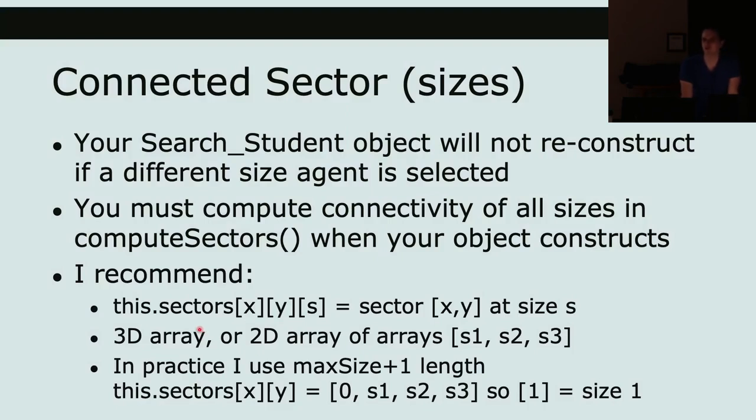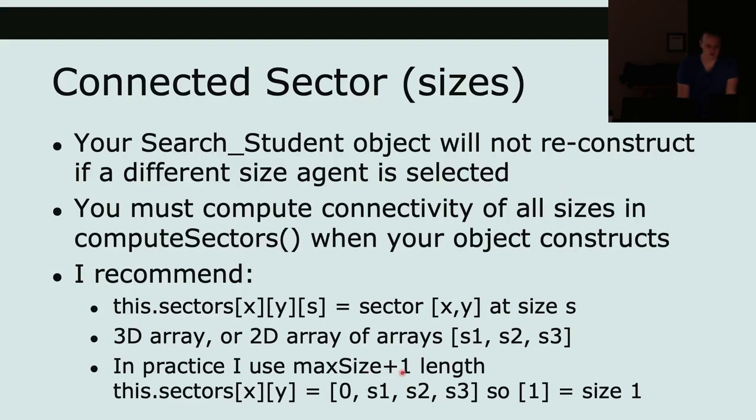Okay? And if 3D arrays are hard to visualize for you, just picture it as a 2D array that holds arrays. That's essentially what it is. And so this means that sectors x, y, s is the sector number for state xy at size s. So you can have a 3D array, or another way of looking at it is just a 2D array of arrays. In practice, what I actually do is use 4 elements in this array.